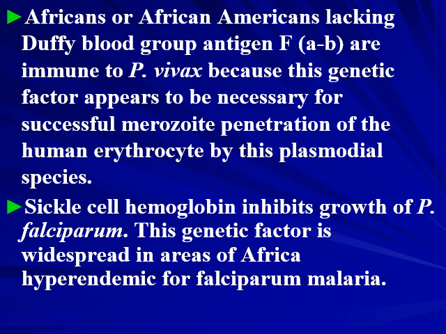So the first immunity is lacking the Duffy blood group antigen Fy-a and Fy-b. Also, sickle cell hemoglobin inhibits growth of Plasmodium falciparum. This genetic factor is widespread in areas of Africa hyperendemic for falciparum malaria.